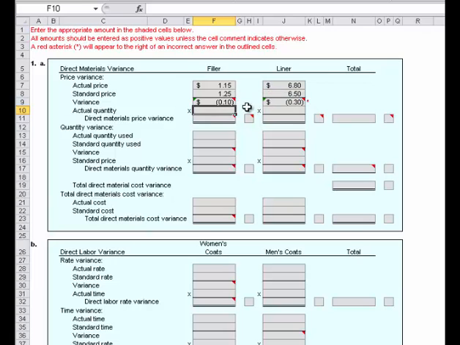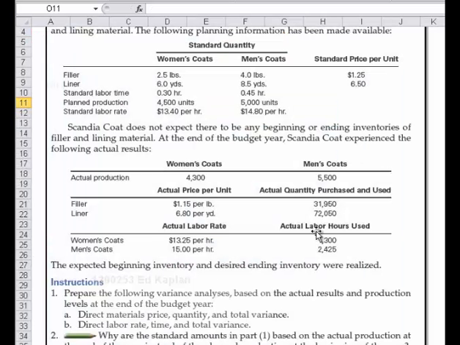And as long as you can follow this, it's really not that critical. Then I've got to change this formula here, because in this case we've got an unfavorable variance, which will show as a positive number. I've seen that done both ways. The actual price was higher than the standard price. All right, the actual quantity was 31,950 and 72,050, and that came from right here.